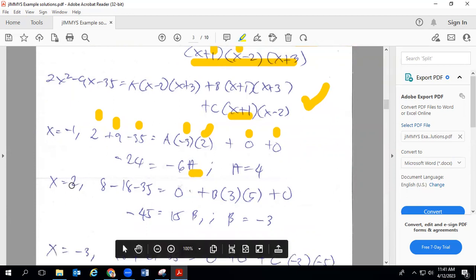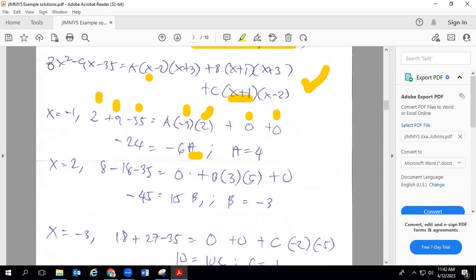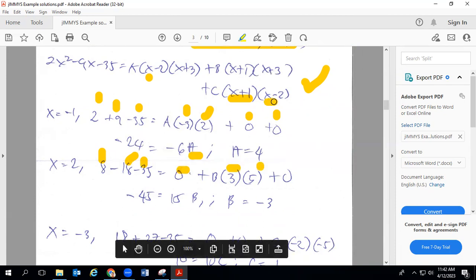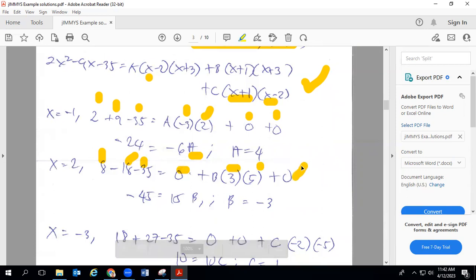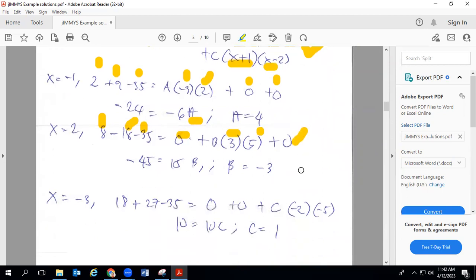If you assign the value x is equal to 2, you can eliminate this part here. So, okay, let's substitute again. 2 squared is 4 times 2 is 8, minus 9 times 2 is negative 18, and you have negative 35. If you have 2 here, of course, this will become 0. If you substitute here, 2 plus 1 is 3, and then 5, this one. And then here, if x is 2, of course, you get the value equal to 0. So simplifying further, you can have this minus 45. You have 3 times 5 is 15. You can compute the value of B.